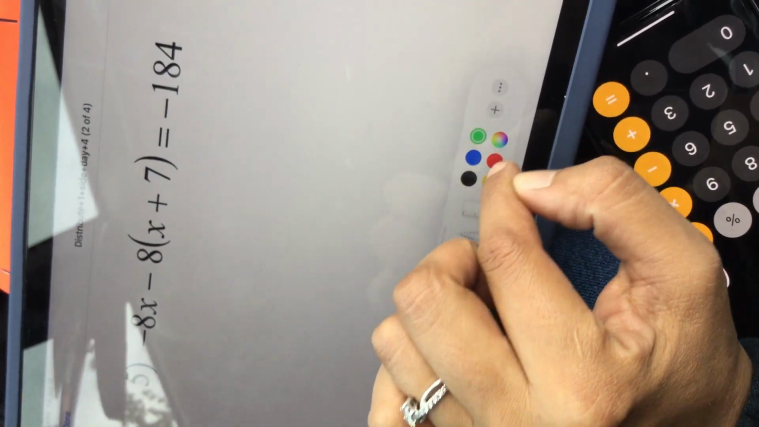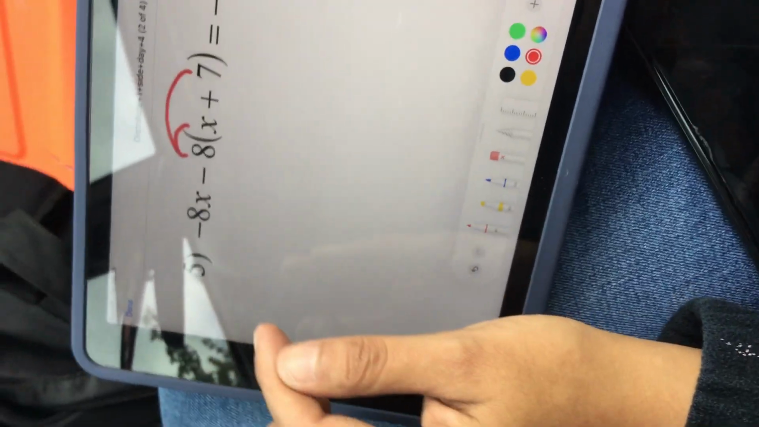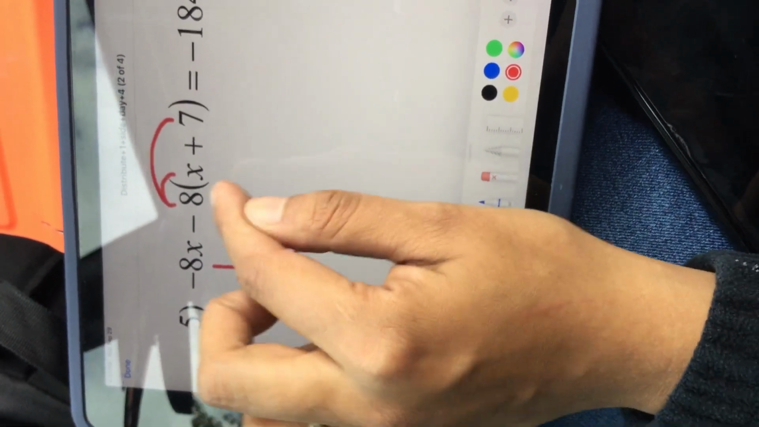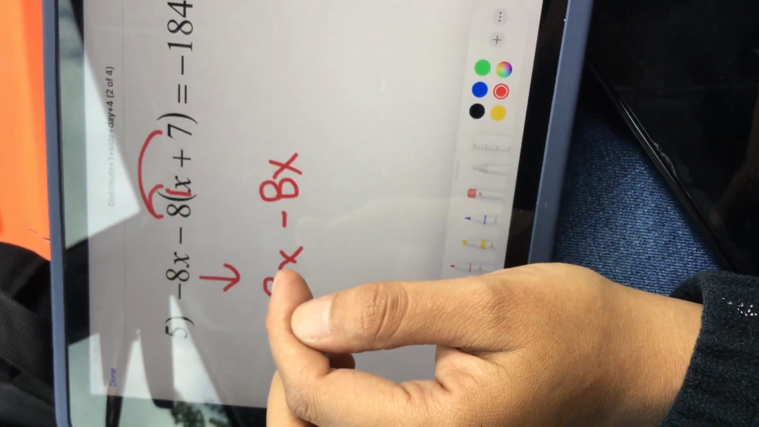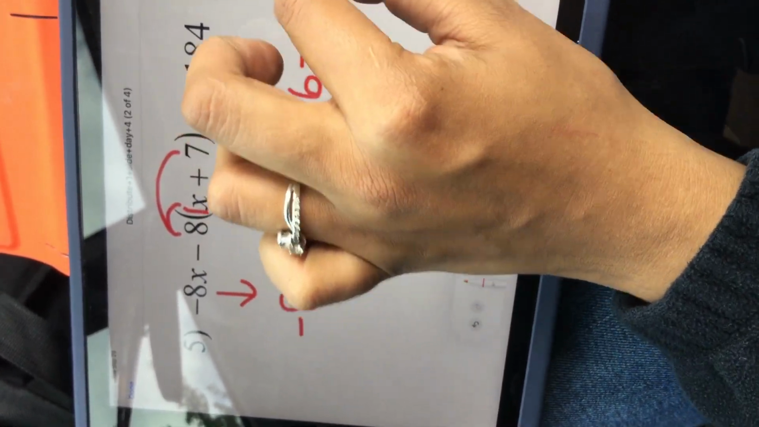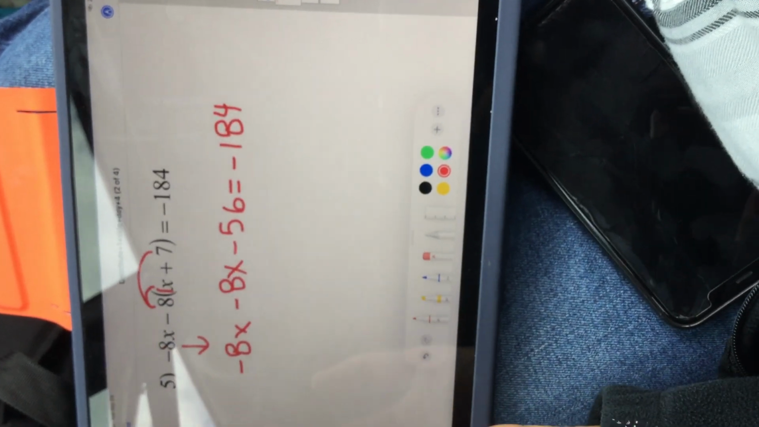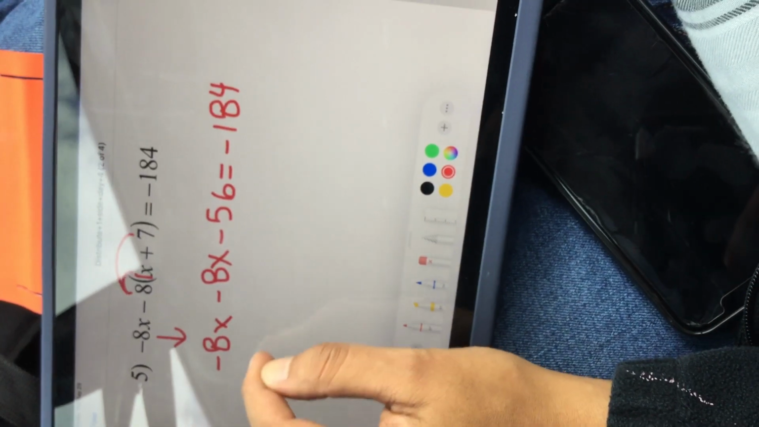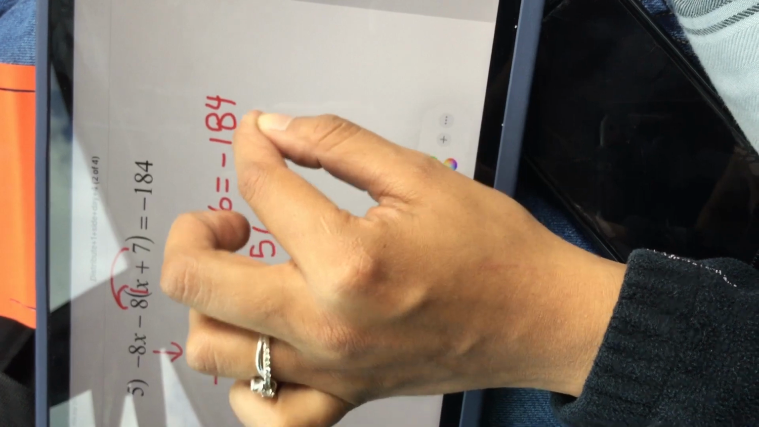We're going to distribute. So we say boom, boom, and we're just distributing that minus 8. So we're going to drop this one down. So you've got negative 8x. And then we've got another negative 8x, because there's really a 1 right here. Negative 8 times 1. And then we've got a minus 56 equals negative 184. We can combine our like terms. So we can combine both negative 8s to give us negative 16x minus 56 equals negative 184.